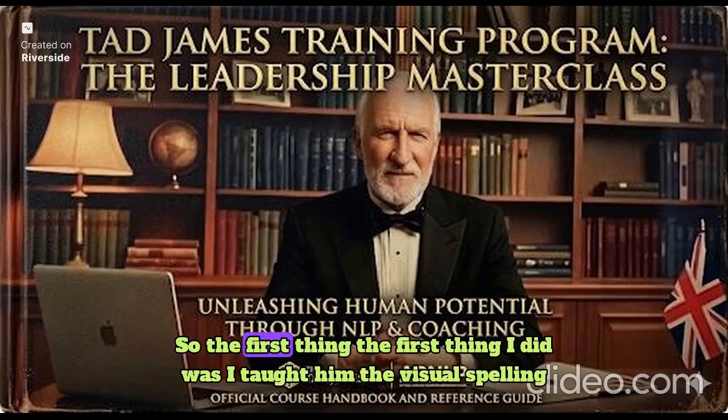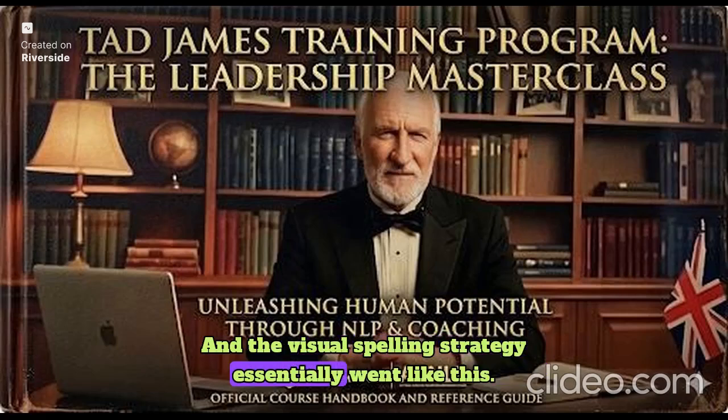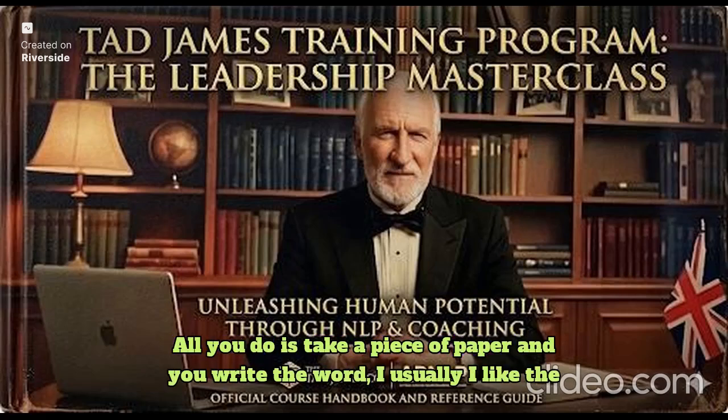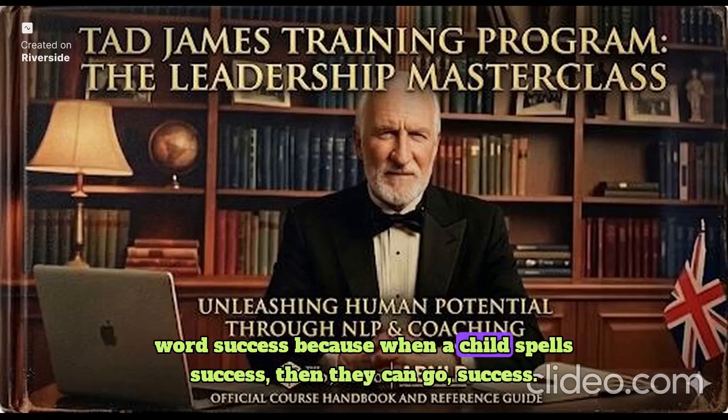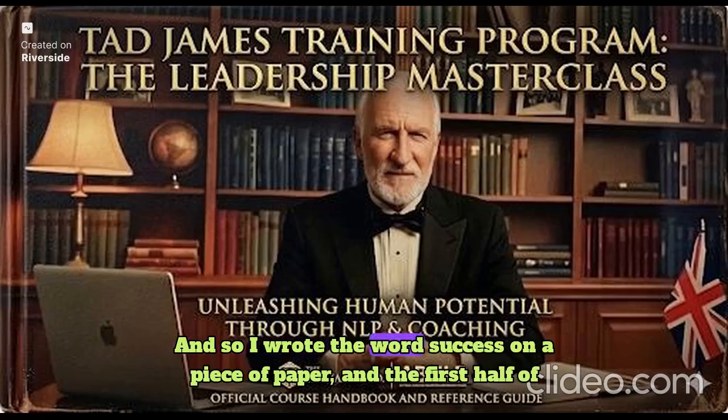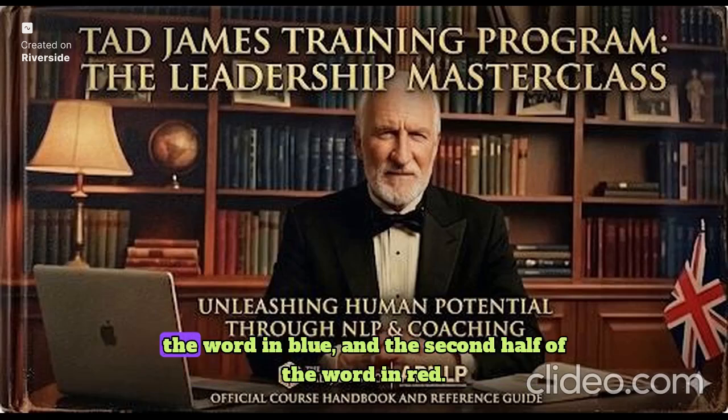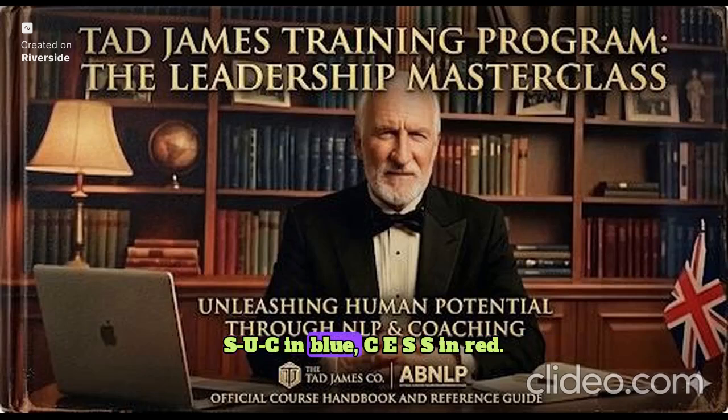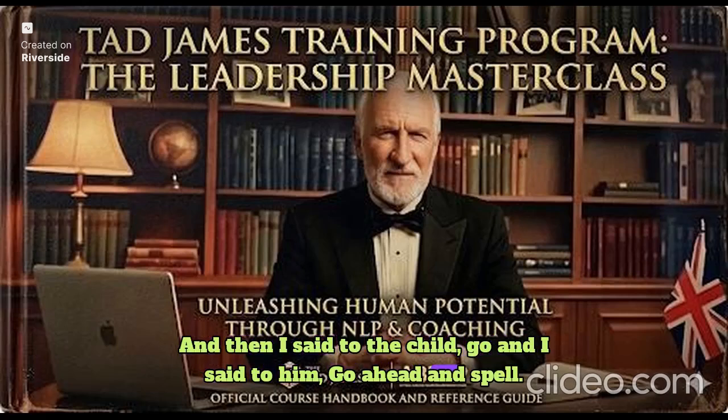So the first thing I did was I taught him the visual spelling strategy. And the visual spelling strategy essentially went like this. All you do is take a piece of paper and you write the word. I like the word success, because when a child spells success, then they can go, success. And so I wrote the word success on a piece of paper, the first half of the word in blue and the second half of the word in red. S-U-C in blue, C-E-S-S in red. And then I said to the child, go ahead and spell.